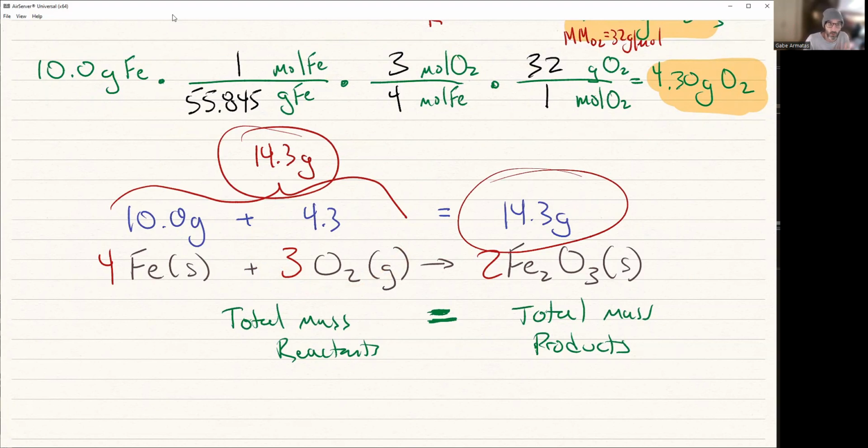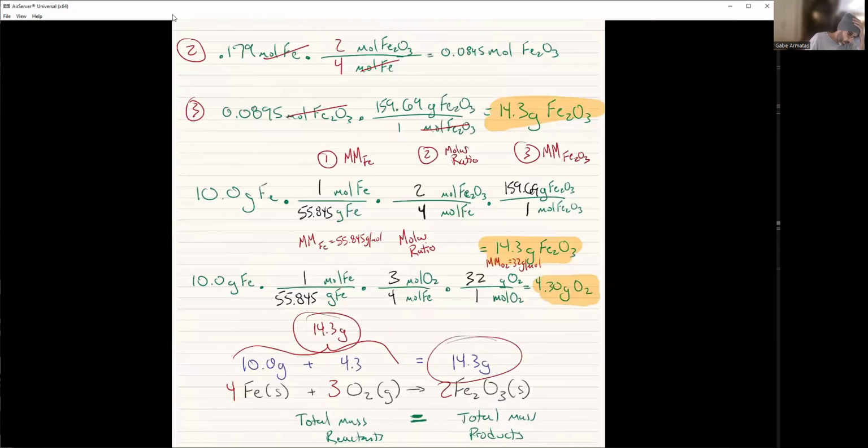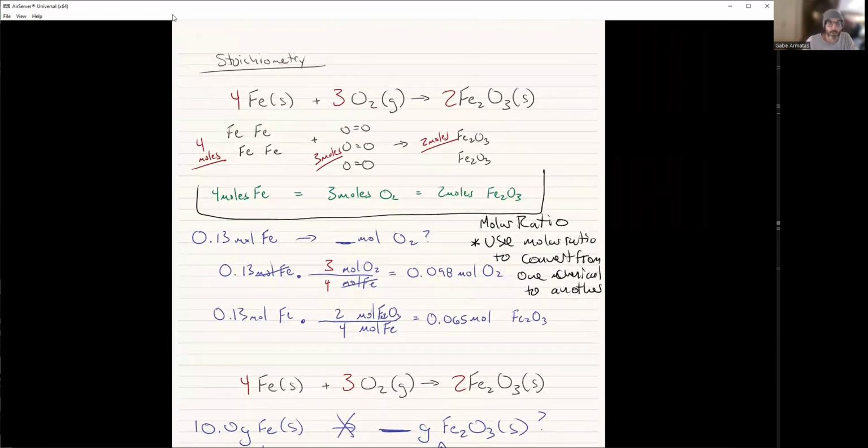You can always use the law of conservation of mass. The mass of your reactants equals the total mass of your products. Okay, all right, so that's pretty much it. That's me walking through stoichiometry.